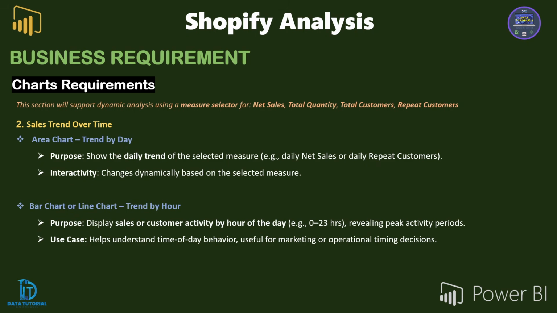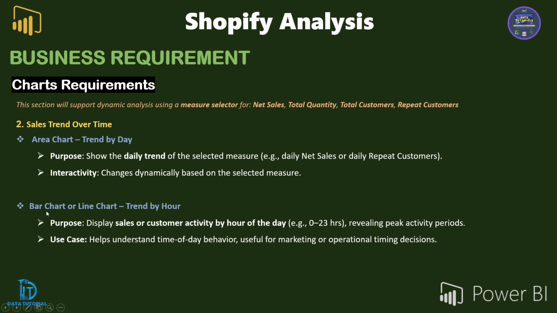Then secondly, we have to find out sales trend over time. And the first one we have to find is an area chart, that is trend by day. And the next one is a bar chart, or a line chart we can do. It's our choice. Trend by hour, right? So the area chart will give us the daily trend of the selected measure. That is the measure which you are going to select, and it will help us to identify how many orders are consumed daily, how much sales is done daily for that particular week, right?